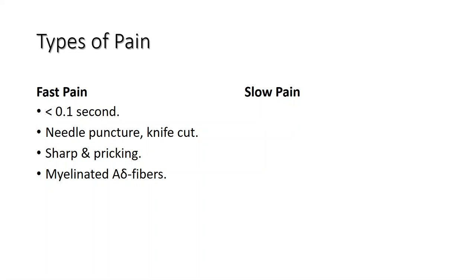Fast pain is conducted by the medium diameter myelinated nerve fibers. The site of origin of fast pain can be precisely located by an individual, so most of the time we know exactly the location of the injury.